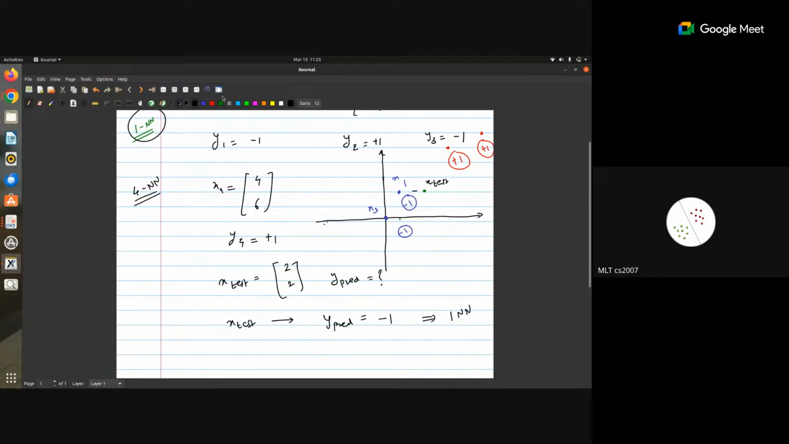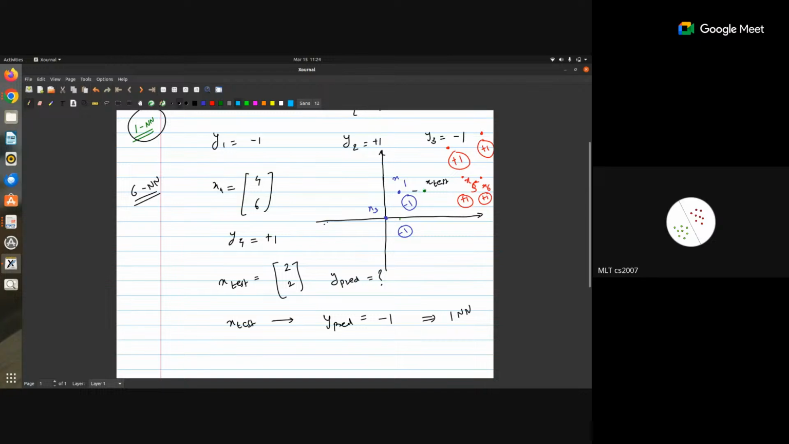Suppose I have one more data point here, another point. I don't know what the value of this is. Let's say during training there is x5 and another data point x6. Now if I want to find the prediction using the six nearest neighbors, I'll give the class: this is positive, this is positive. Can you tell me what will be the prediction for X test? Plus one, right?